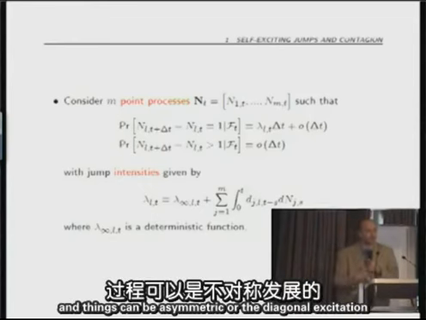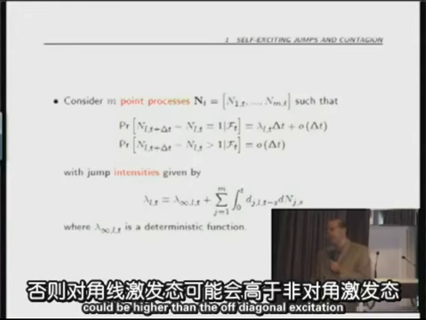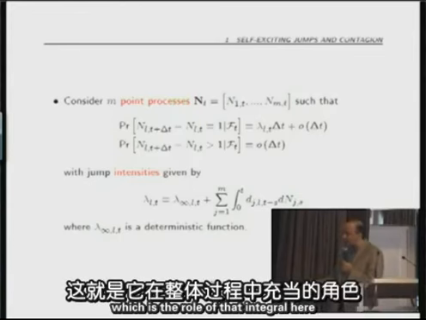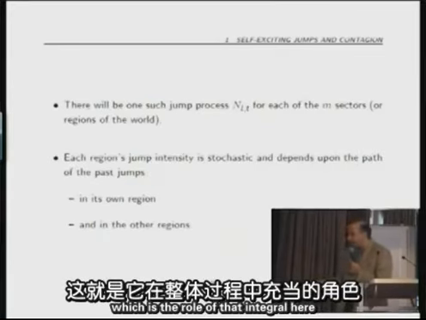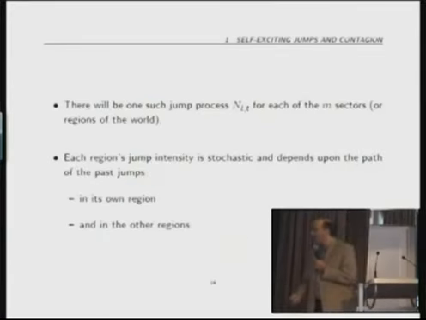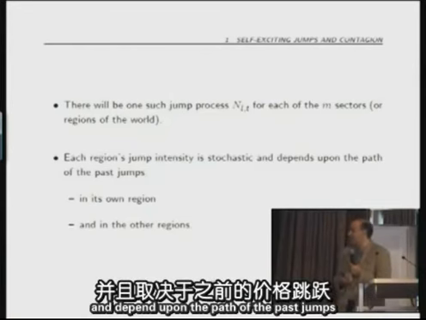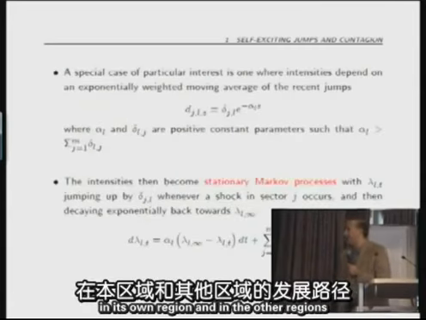Okay, things could be asymmetric, or the diagonal excitation could be higher than the off-diagonal excitation. And then over time, these things are going to get smoothed out or averaged out, which is the role of that integral here. Okay, so we're going to have those jump intensities. They're going to be stochastic. They're going to depend upon the path of the past jumps in its own region and in the other regions.